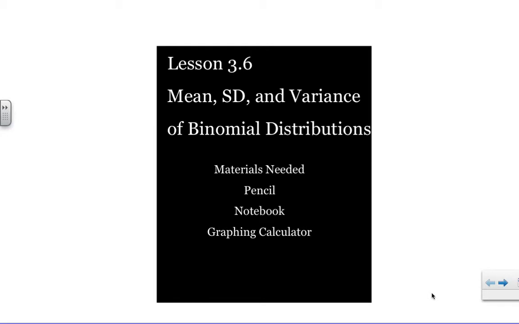Now, if you remember at the beginning of the unit, in lesson 3.2, we found the mean, the standard deviation, and the variance of any probability distribution. So this is specifically for binomial distributions, and they're not really nice formulas. So let's see what it looks like.